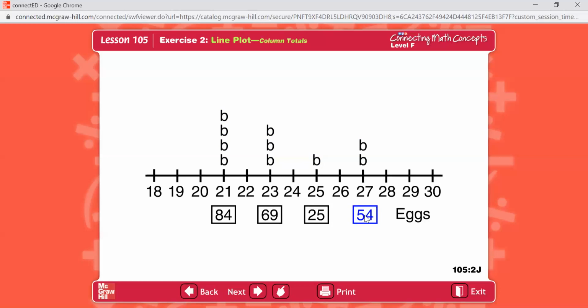For B, in column 20, you have 20 plus 20 plus 20. For 22, you have 22 plus 22 plus 22 plus 22 plus 22. For column 25, you have 25 plus 25, and 27 is all by itself.